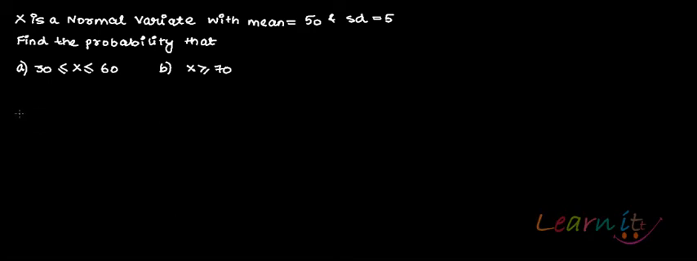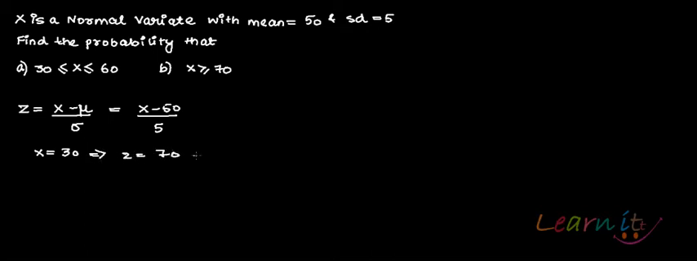So first of all, this x is a normal variate. Let us define a standard normal variate z, which you know is given by x minus mu upon the standard deviation. Now, what is mu here? 50. What is the standard deviation? 5. Now, when x is equal to 30, what is the value for z? Z would be equal to 30 minus 50 upon 5, which is equal to minus 4.